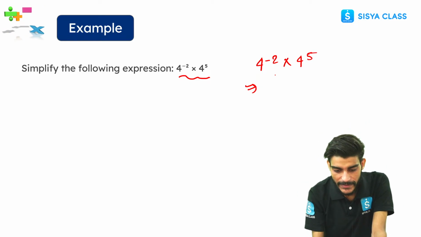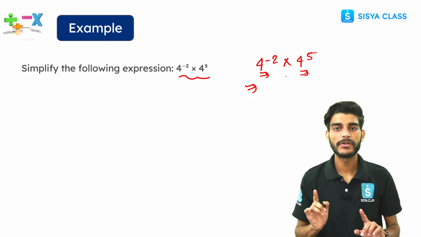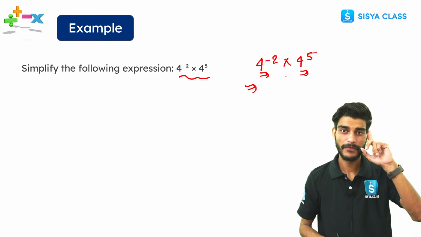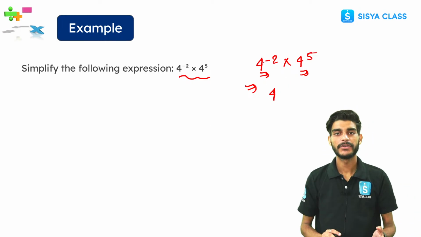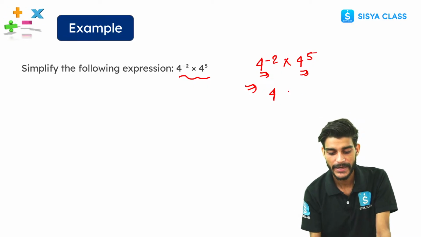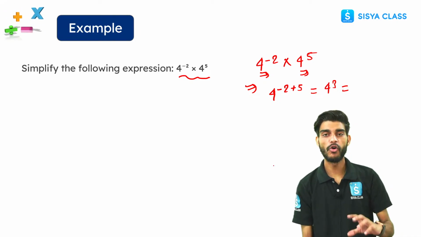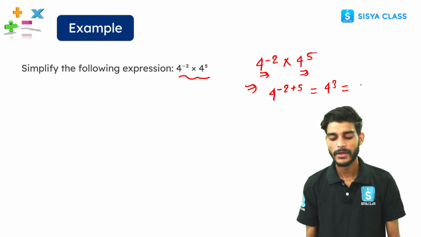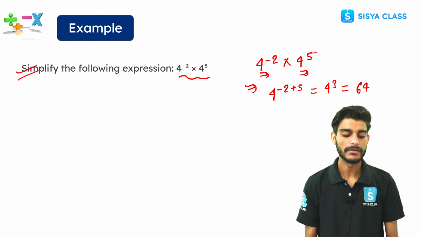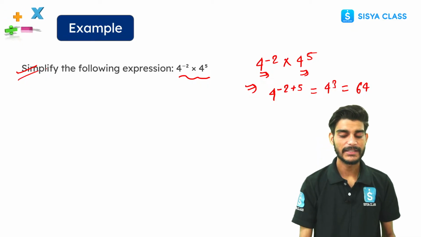See here, the bases are the same. The base is 4, the powers are different. So you remember the first law, the product law. Take the base common, that is 4, and add the powers: minus 2 plus 5 is 3. So 4 raised to the power 3 is basically 4 cube, which is 4 into 4 into 4, multiplying the same number 3 times, which is 64. So the first question is done. See how simple this is. This is how you have to do questions on laws of exponents, and this is one of the important points for this chapter.